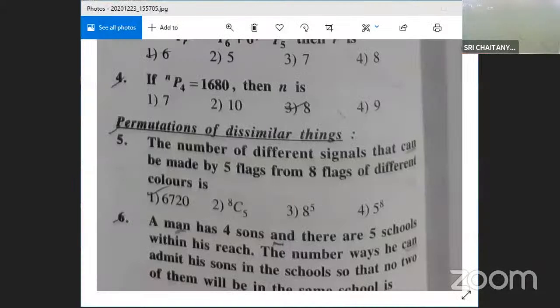That 1680 can be written as 8 times 210, right? And 210 can be written as 7 into 30. 1680 can be, okay.